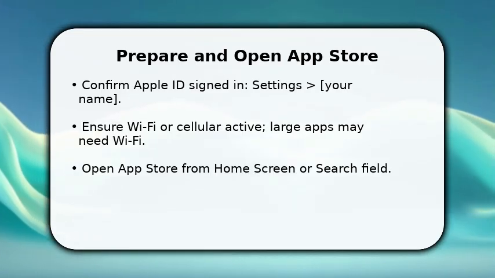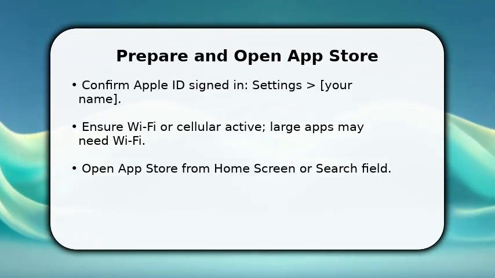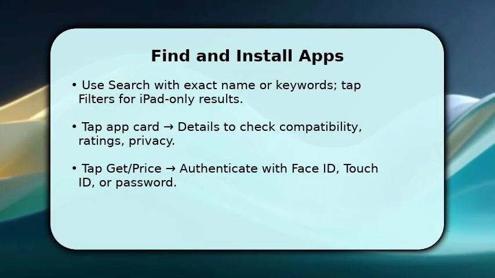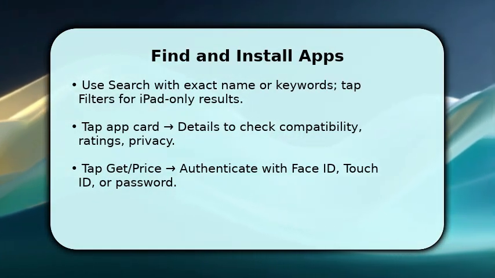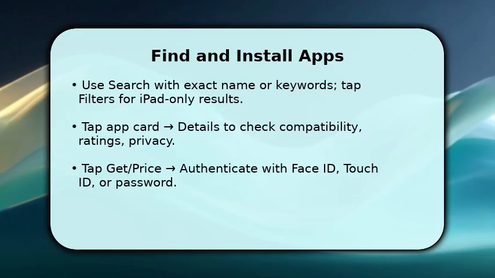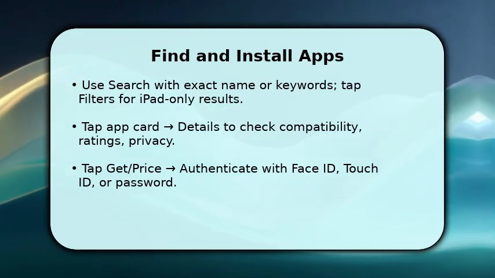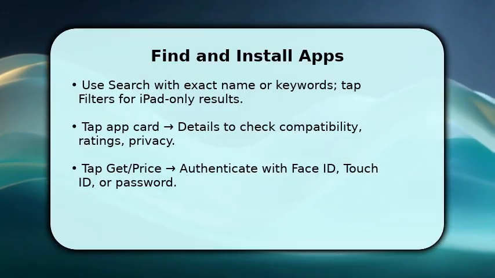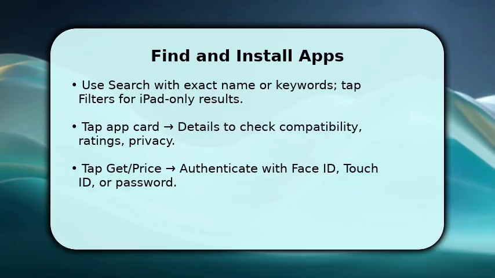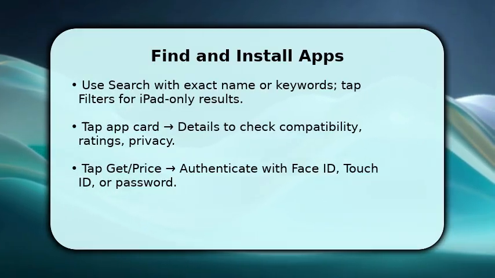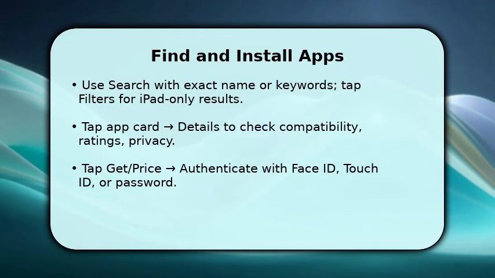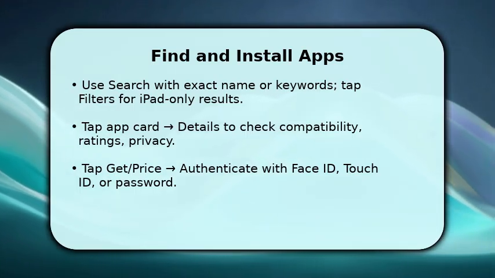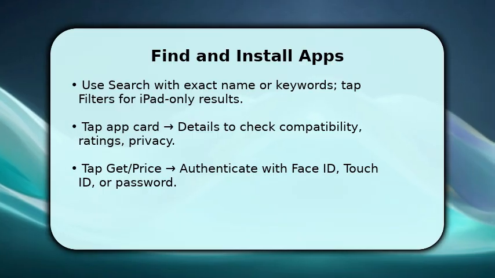You search using precise names or broad keywords. Once you type, tap filters to narrow to iPad-compatible apps so you don't download phone-only versions. Next, tap an app card and open details to check compatibility, version notes, ratings, and privacy practices. This explains why the app behaves a certain way. Then tap Get or the Price button to install. Authenticate with Face ID, Touch ID, or your password. After install, the app appears on home screen and in your library.